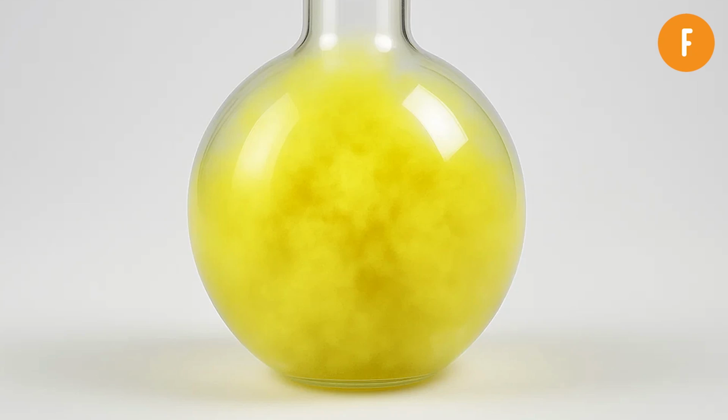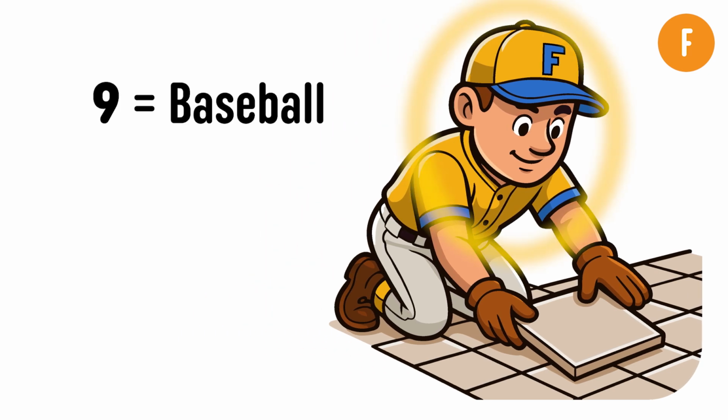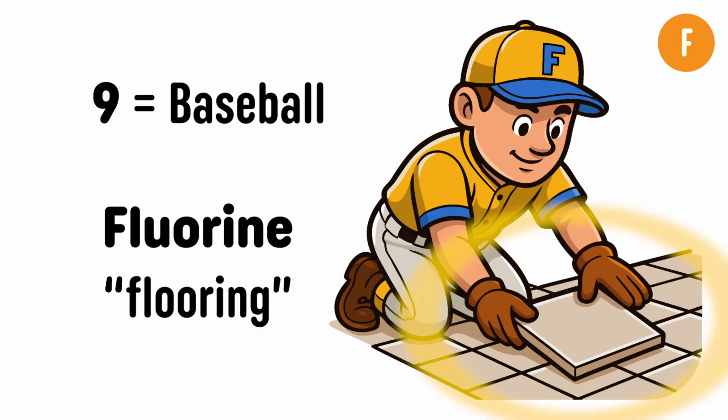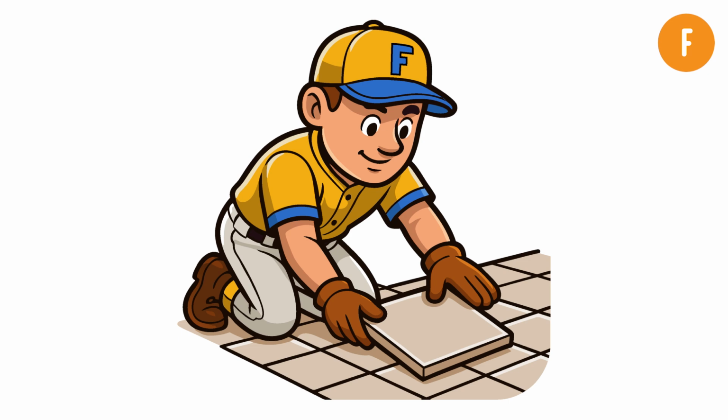Fluorine is the ninth element of the periodic table. This image represents fluorine. The number 9 is represented by a baseball player because there are 9 players on the field during a baseball game. Next, we have to convert the name fluorine into a picture. Fluorine sounds similar to flooring, like someone installing tile flooring. If we picture a baseball player installing tile flooring, we will forever remember that fluorine is the ninth element. This image will be burned into your mind forever every time you think of fluorine.